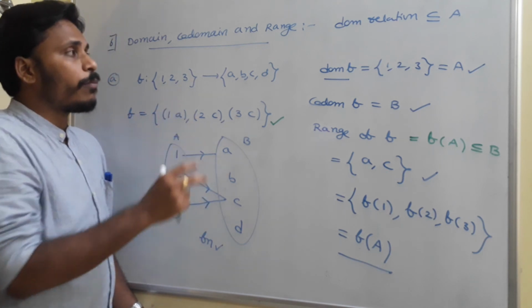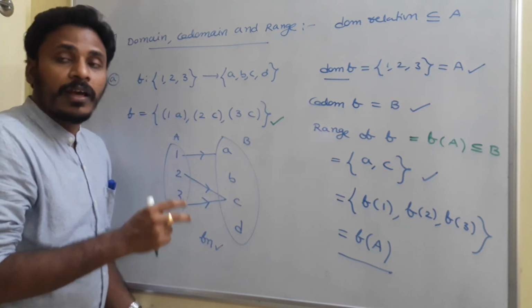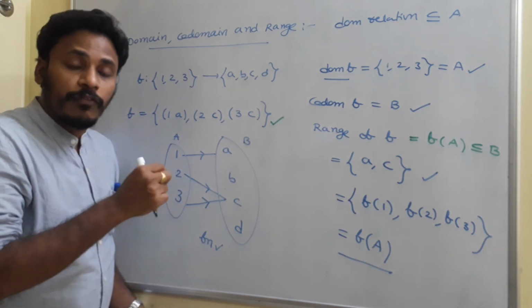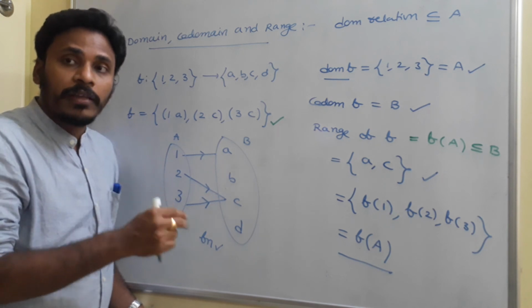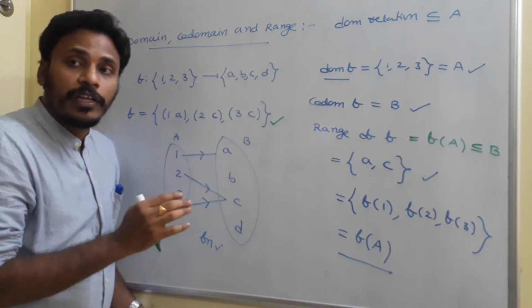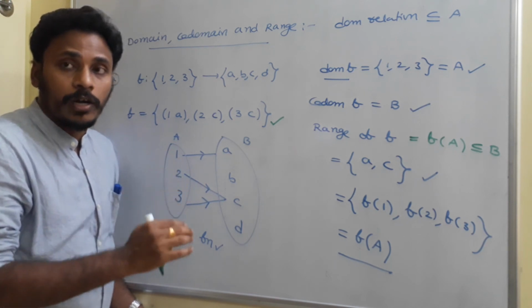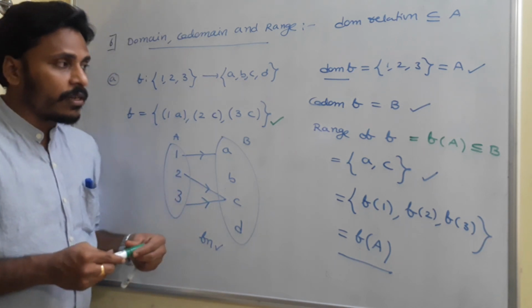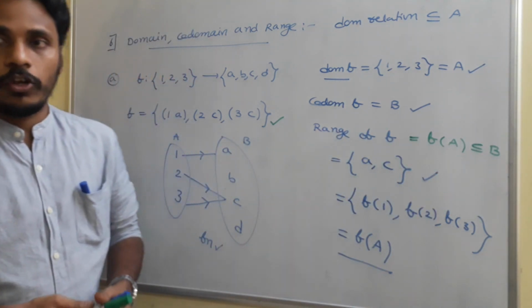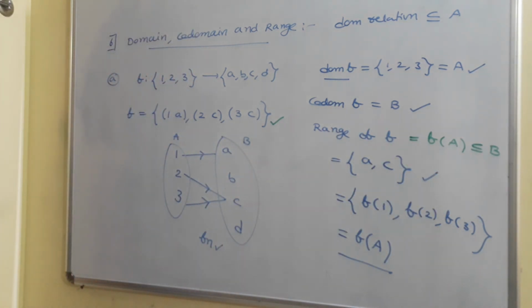Okay, so this example just gives you some idea related to the domain, codomain and range. For the case of functions, domain is directly the first set, codomain is the second set, range is the second elements of the ordered pairs, and you denote that range of f by f of A. Okay, just have a look. This is something about the domain, codomain and range.